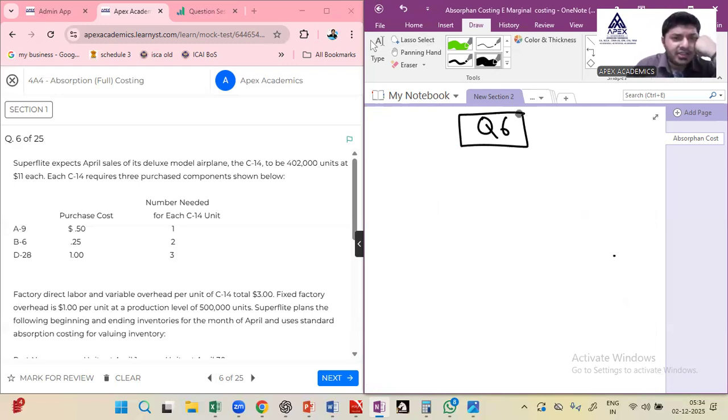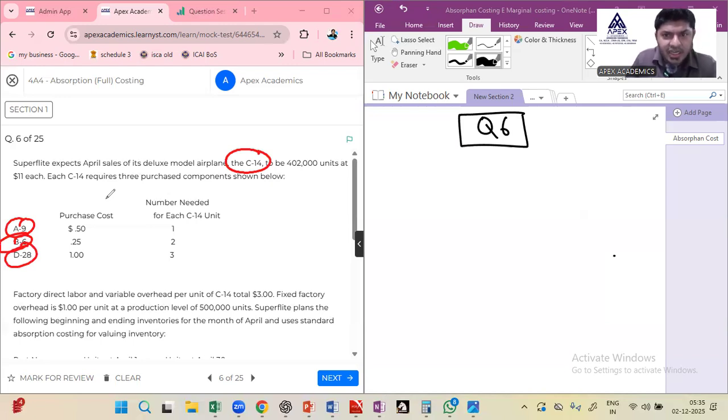Superflight expects the April sales of its deluxe model airplane, the C-14, to be 4,02,000 units at $11 each. Each C-14 requires 3 purchased components. What are the components? They need A9, B6 and D28. So, to make C14, I need A9, B6 and D28. The first chart is only for understanding.